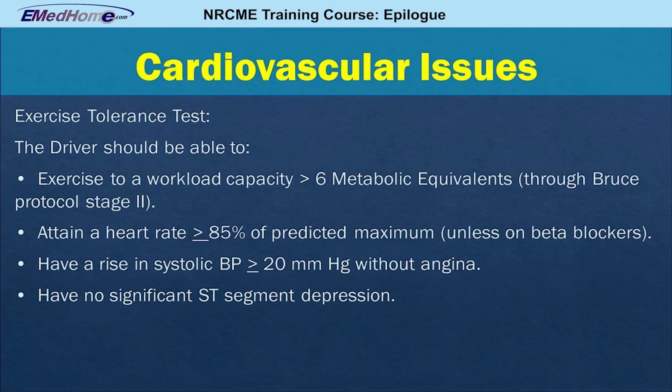You can expect questions regarding guidance for cardiovascular issues. Know the passing standard of an exercise tolerance test. To refresh, the driver should be able to exercise to a workload capacity greater than 6 metabolic equivalents through Bruce Protocol Stage 2 or equivalent, attain a heart rate greater than or equal to 85% of predicted maximum, unless the driver is on beta blockers, have a rise in systolic blood pressure greater than or equal to 20 millimeters of mercury without angina, and have no significant ST segment depression.